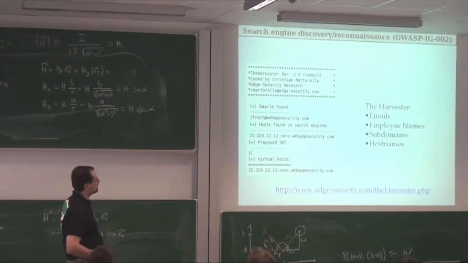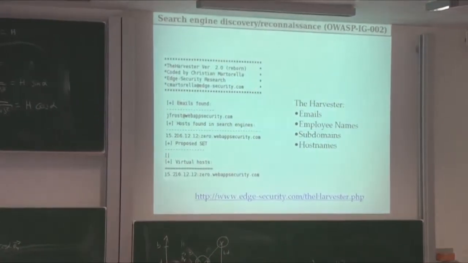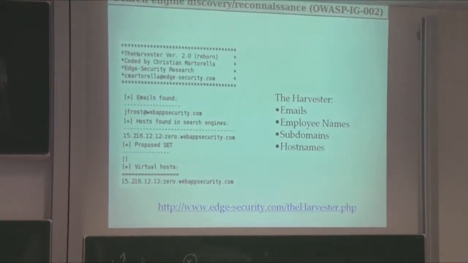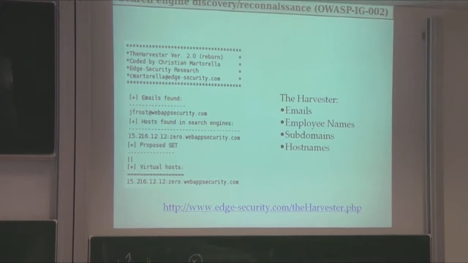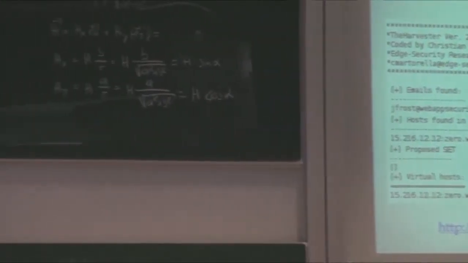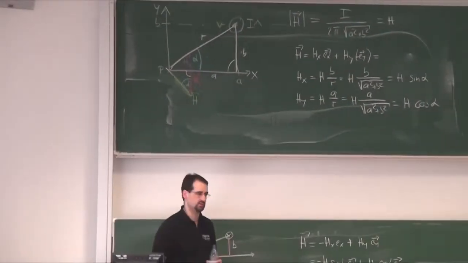So for search engine discovery, a tool that really shines is theHarvester. TheHarvester will find email addresses, it will find virtual hosts, it will find hosts through search engines, LinkedIn information and other things. So this is all very useful in the context of a pen test because, for example, the email addresses we can use to feed our dictionaries, right? This is about preparing more attacks as well.